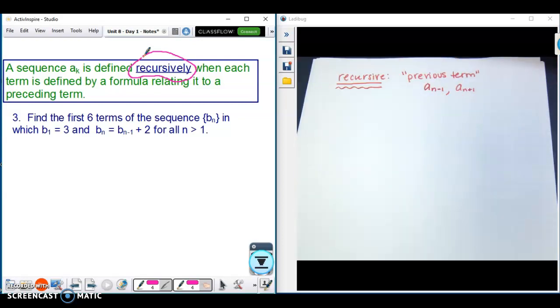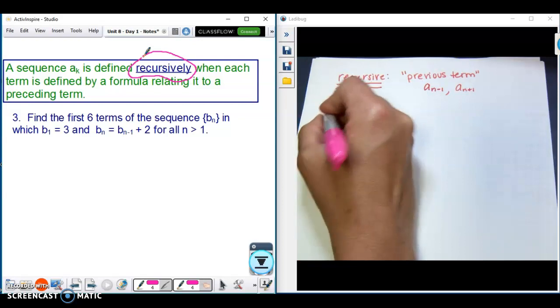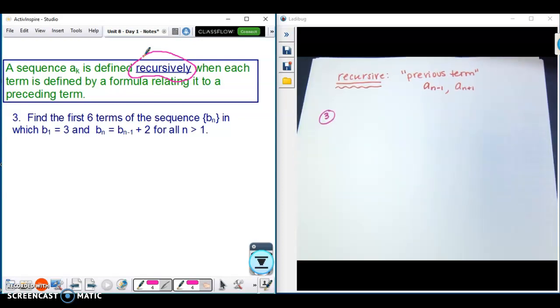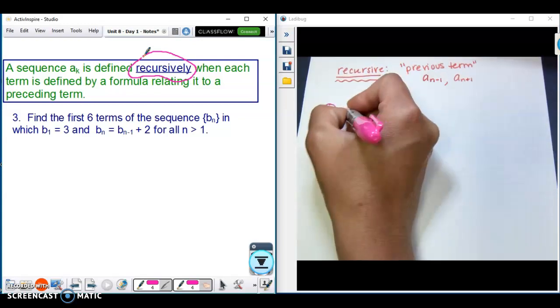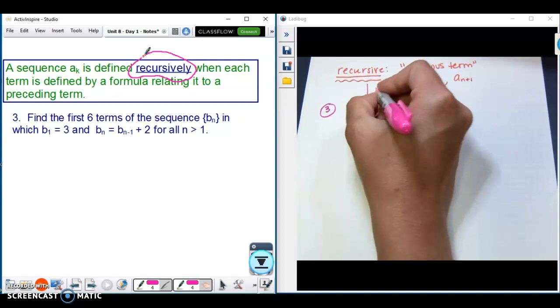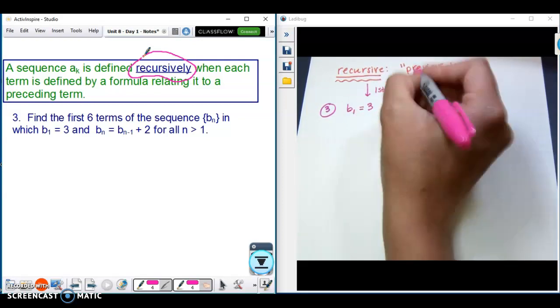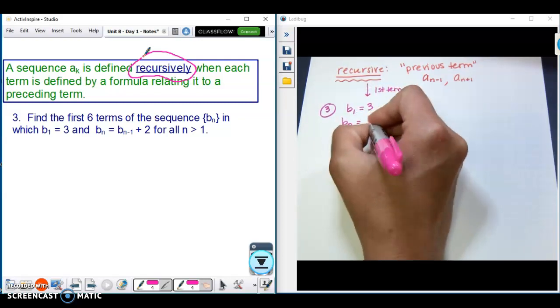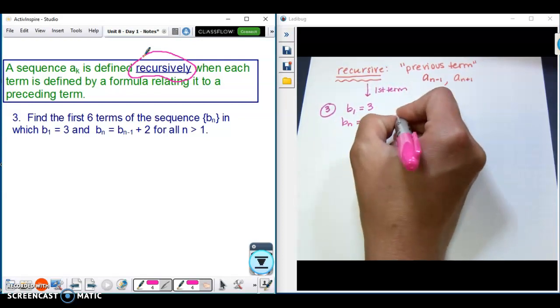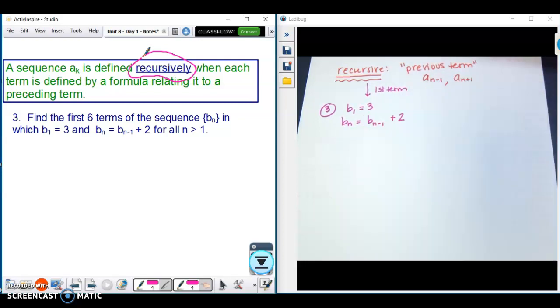So let's go ahead and look at example 3. So we want to find the first 6 terms of the sequence b sub n in which b sub 1 equals 3. That's another thing about recursive. They have to give you the first term. If they don't give you the first term, you can't do the problem. And it says b sub n equals b sub n minus 1 plus 2. And that happens for all n greater than 1. Okay. So we are supposed to find the first 6 terms.